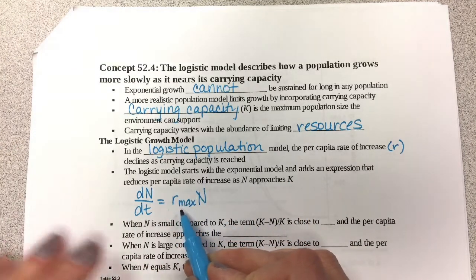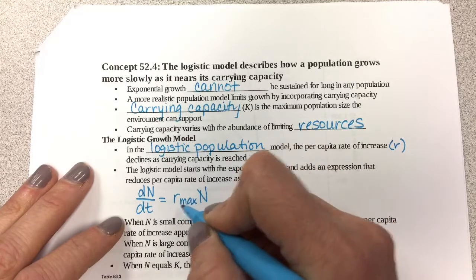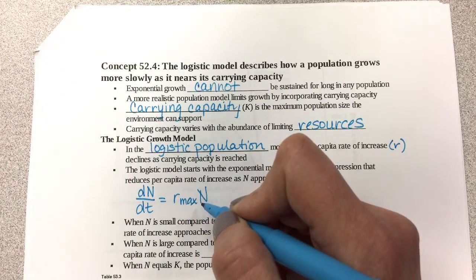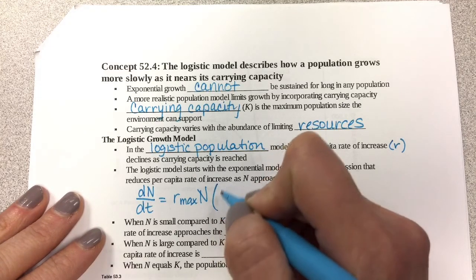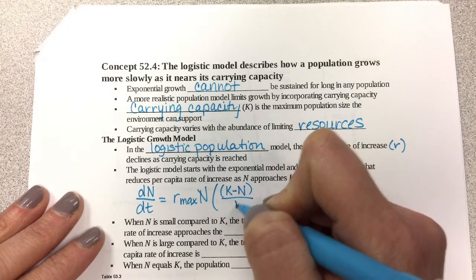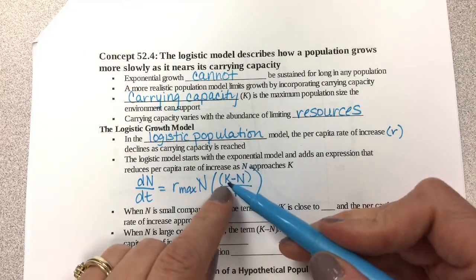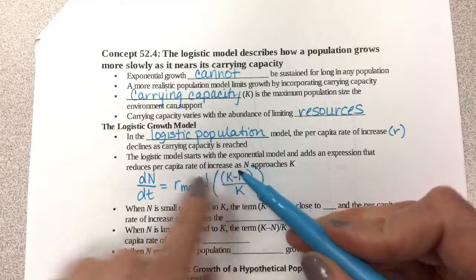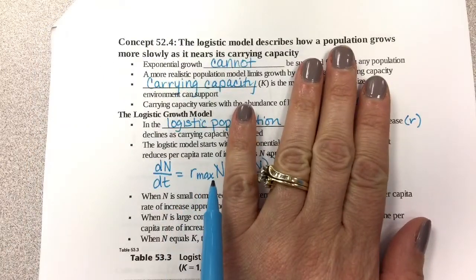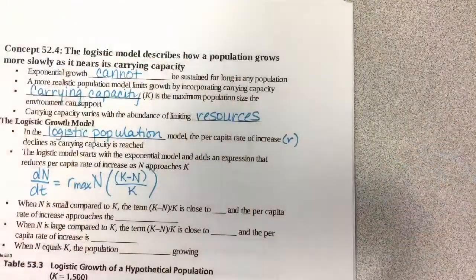reduce that r. And so we add a section into this where, so r max multiplied by N, and now we multiply it by (K minus N) over K. So let's explain this. K is the carrying capacity. So this is the maximum growth rate, but as the population gets bigger, the growth rate should go down because as it approaches carrying capacity, let me show you this graph on the other side here.